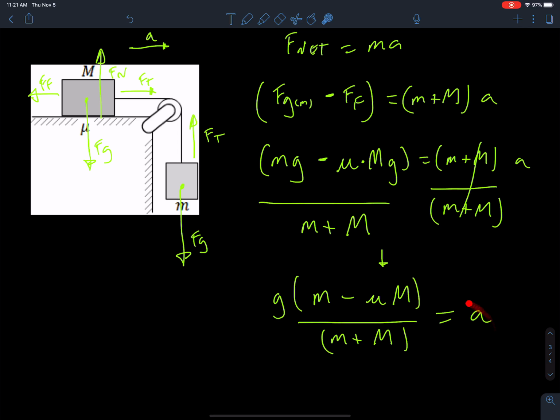So now I've created a relationship that I can plug into a spreadsheet, and calculate whatever I want with a pulley system on a tabletop. I just need to know the friction coefficient. I need to know the mass. I need to know that mass, and I need to know the acceleration of gravity, and I'll be able to find the acceleration on that pulley system.